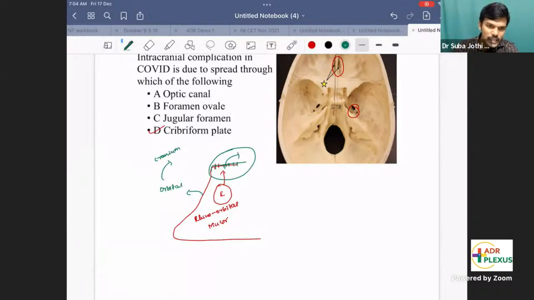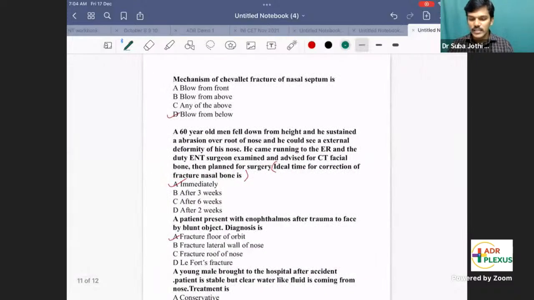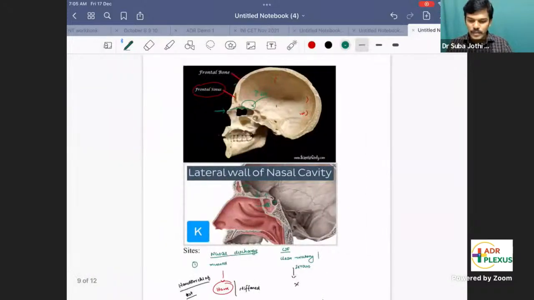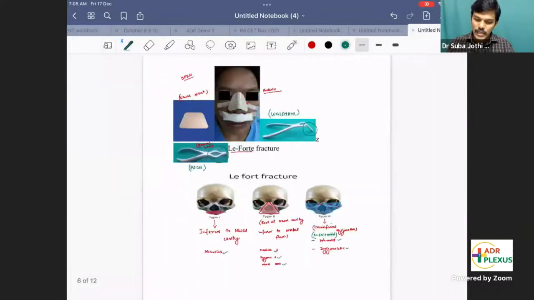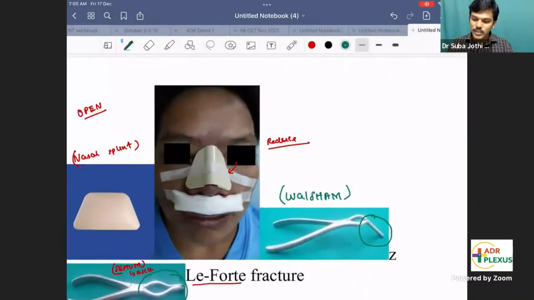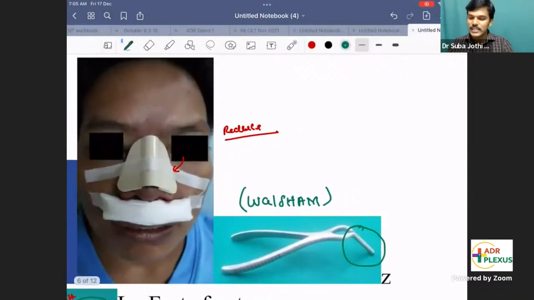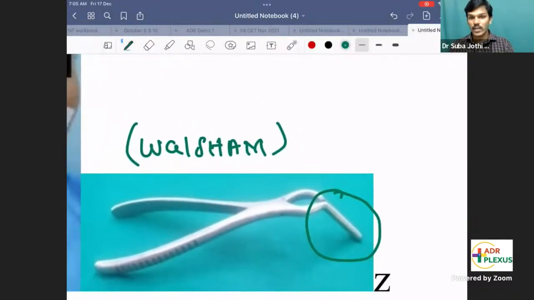Okay, someone has asked to show the forceps images. Yeah, I'll show it. Wait. As she has asked, I'll show the forceps. See, this is Walsham's forceps. Okay. So this is Walsham's forceps.